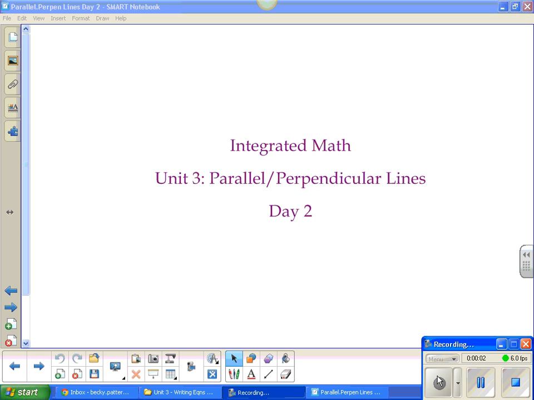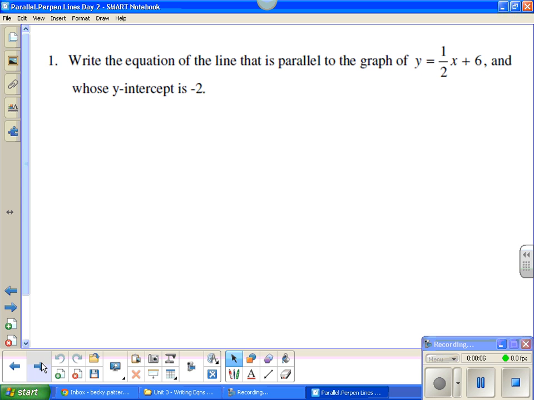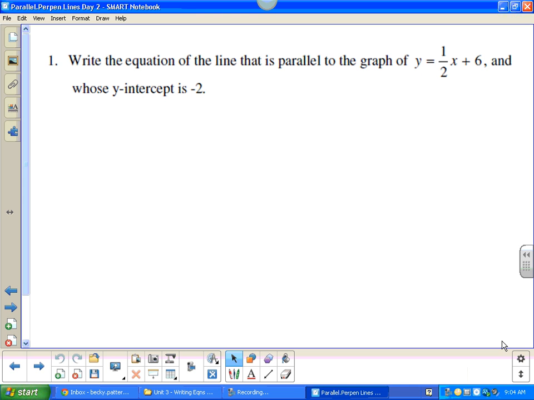Okay, this is parallel and perpendicular lines, part 2. Write the equation of a line that's parallel to the graph of y equals 1/2 x plus 6 and whose y-intercept is a -2. This is the word we need to focus on.